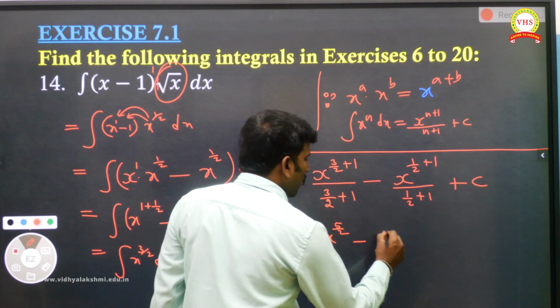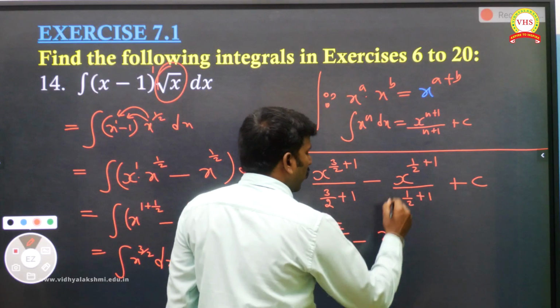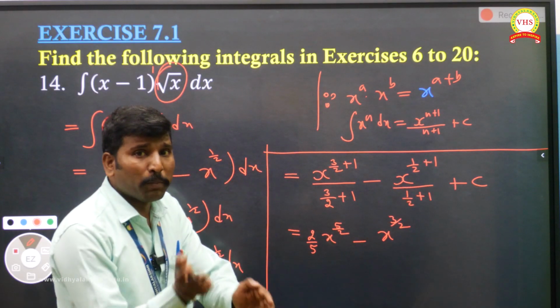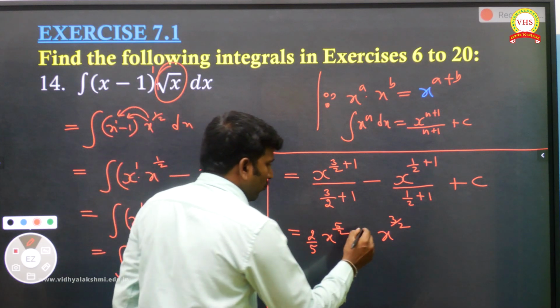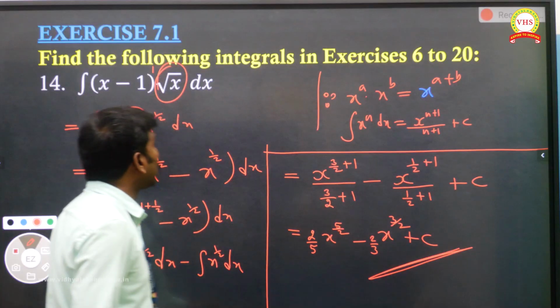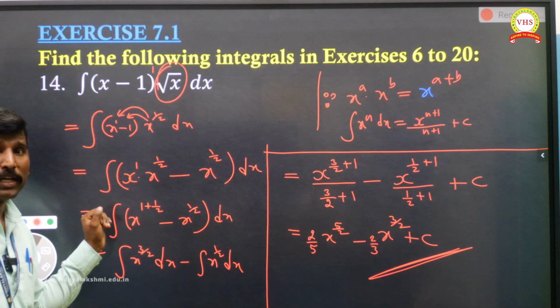Okay, minus. So x power half plus 1, that is 3 by 2. The same 3 by 2 we have in the denominator. When you bring it to the numerator, it will be the reciprocal, which means 2 divided by 3 plus c overall. That's it. I hope you understand question number 14.